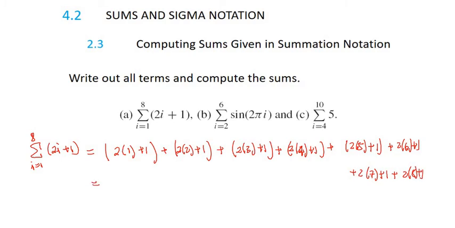Now look, the first one: 2 times 1 is 2 plus 1 is 3. 2 times 2 is 4 plus 1 is 5. 2 times 3 is 6 plus 1 is 7. You can see you're getting all the odd numbers here. 2 times 4 is 8 plus 1 is 9. 2 times 5 is 10 plus 1 is 11. 2 times 6 is 12 plus 1 is 13. 2 times 7 is 14 plus 1 is 15. And 2 times 8 is 16 plus 1 is 17. If you add all these numbers, the answer is going to be 80.